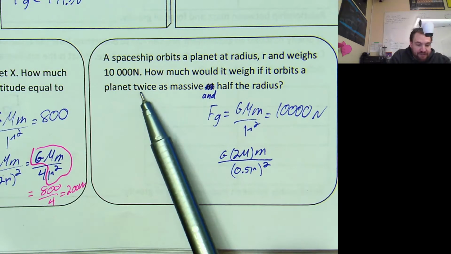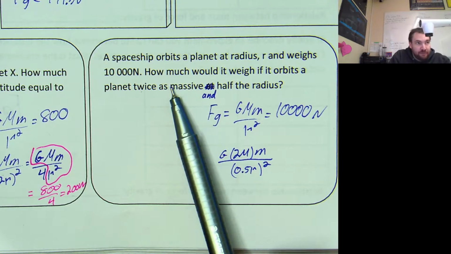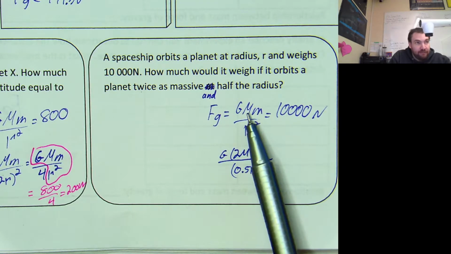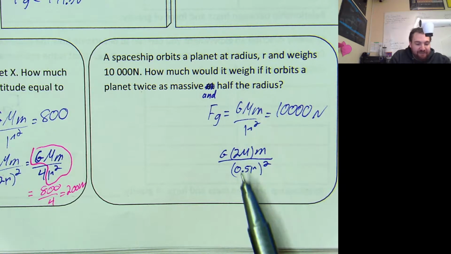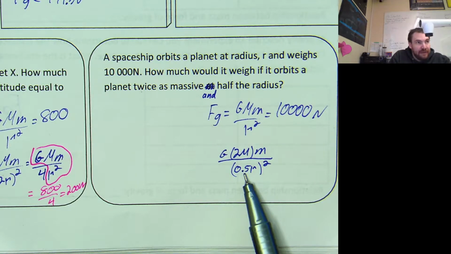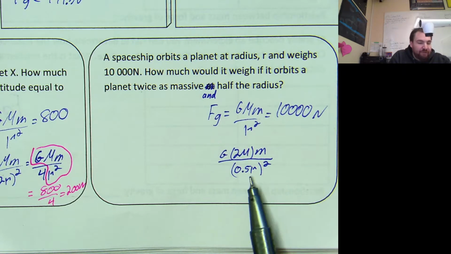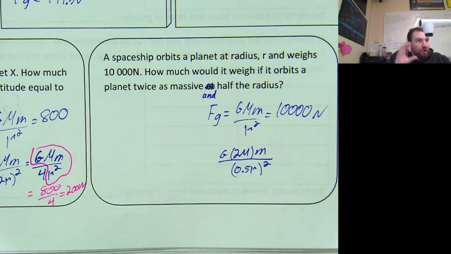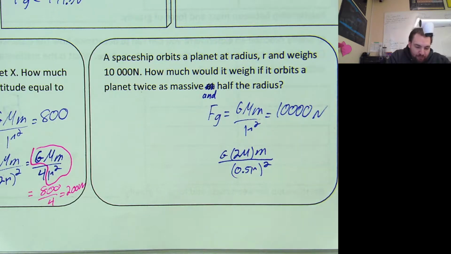Because we want a planet that's twice as massive, I doubled the mass of the planet. And I halved the radius. And you've got to be real careful here. It's not 0.5 r squared. It's 0.5 r all squared. Mathematically, it relates differently.